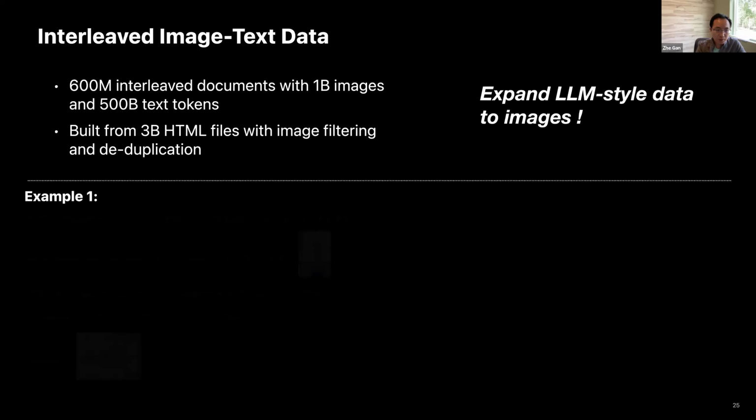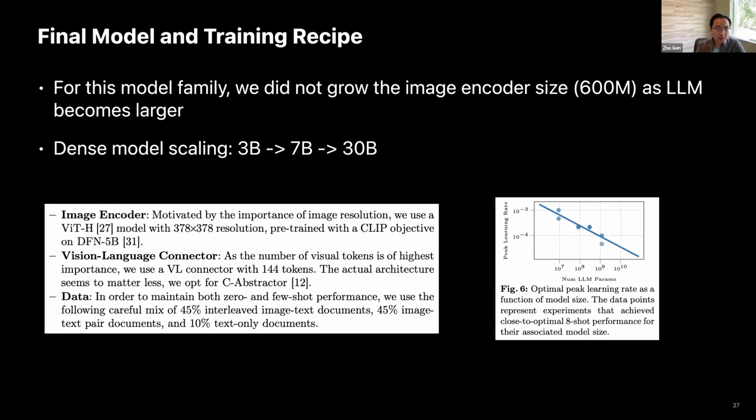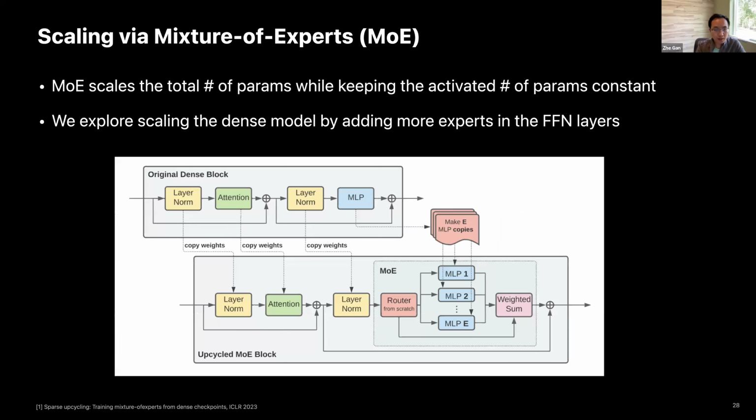There are more insights in the paper, which I will just skip. Here, by the end, we trained models from 3B to 30B, and we also trained MoE models. And indeed, MoE is the future, right? Many famous models are trained with MoE, because MoE can scale the number of parameters while keeping the activated number of parameters constant. The MoE approach we use here is something called upcycling. When I say upcycling, it's basically very simple.